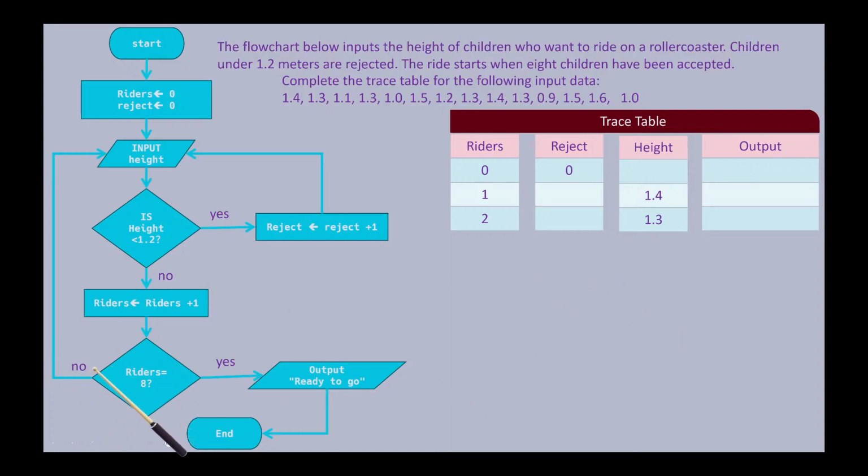So rider is not equal to 8. We go back again here. Again, we ask the user to input the height. So what is the height? This time height is 1.1. Okay. Again, we check height. Is height less than 1.2? So this time it's true.